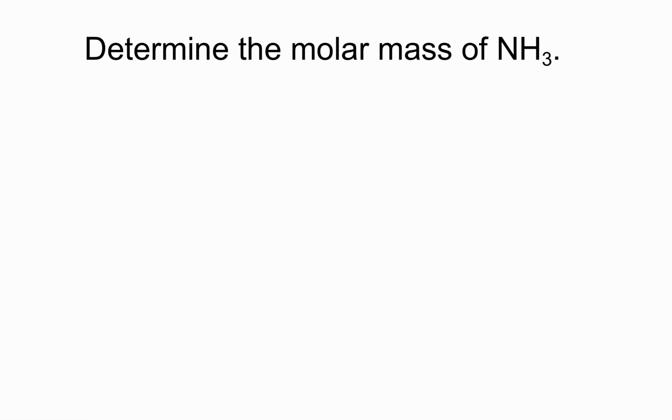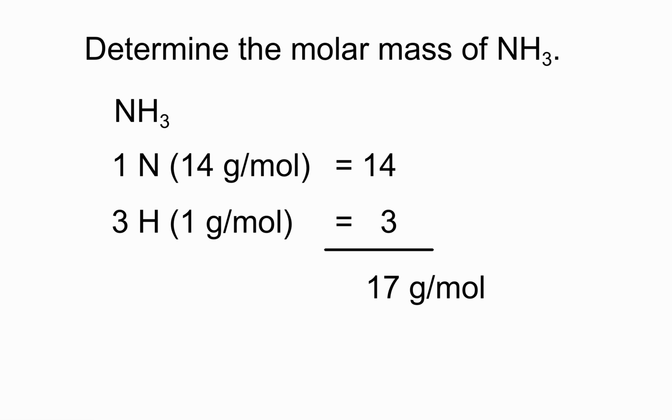When something's got some subscripts in it, we need to make sure we account for those. So in the case of ammonia, we have 1 nitrogen at 14 grams, and we have 3 hydrogens at 1 gram each, which gives us a total of 3 grams per mole of hydrogen, a grand total of 17 grams per mole, the total molar mass of ammonia.